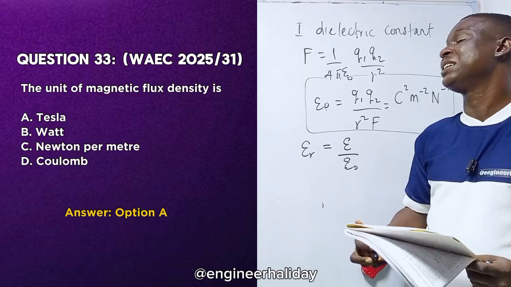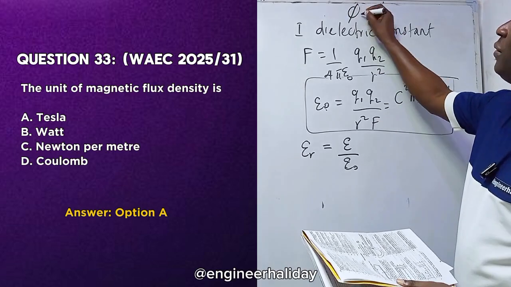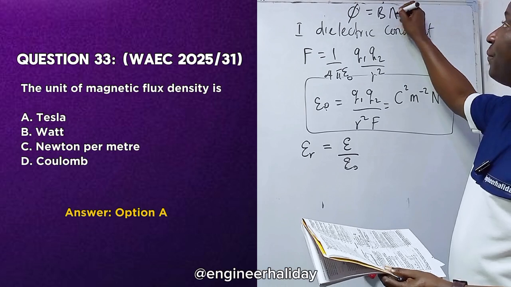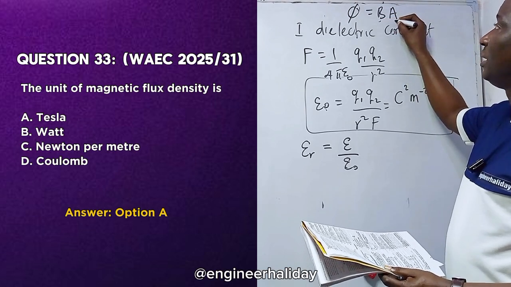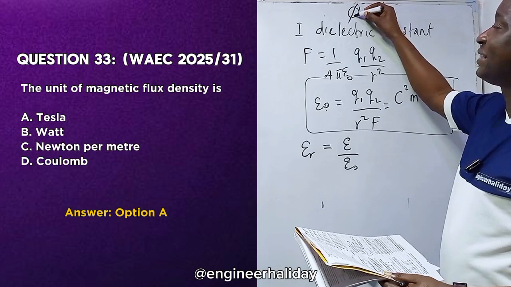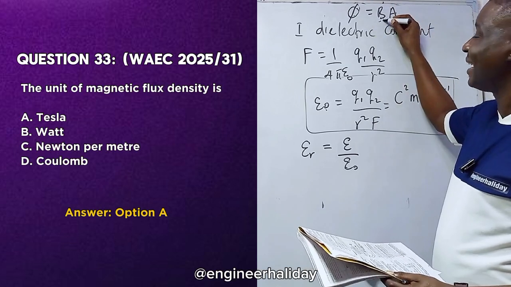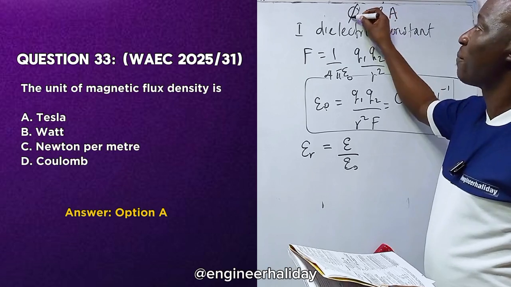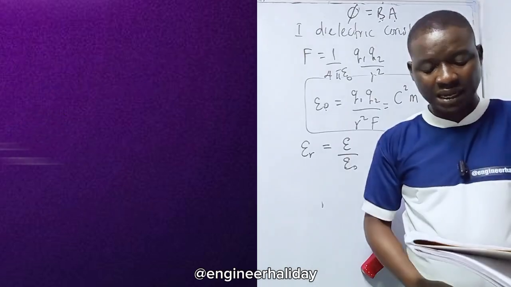Magnetic flux is different from magnetic flux density. Magnetic flux, phi, equals B, the magnetic field or flux density, times area. This is magnetic flux, and this is magnetic flux density. Magnetic flux density is measured in Tesla or Weber per meter square, while magnetic flux is measured in Weber. So I will leave this one with you.